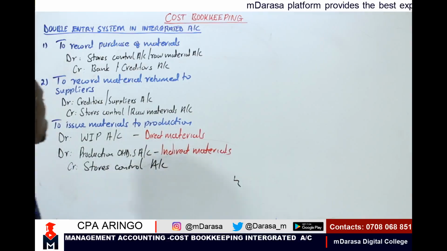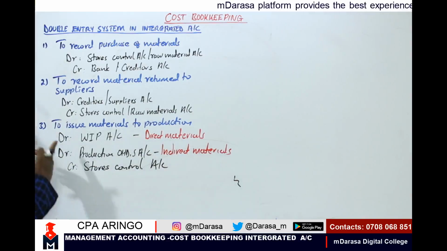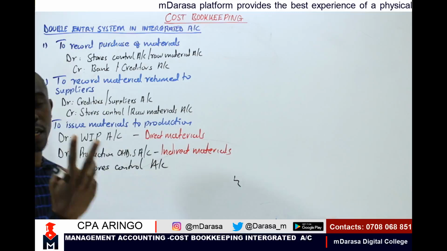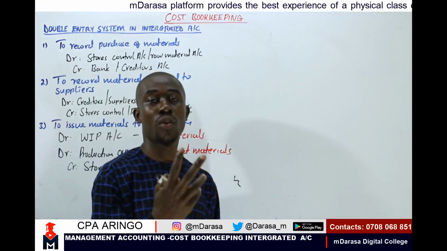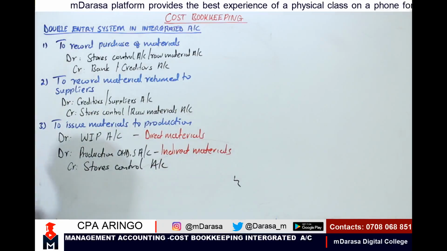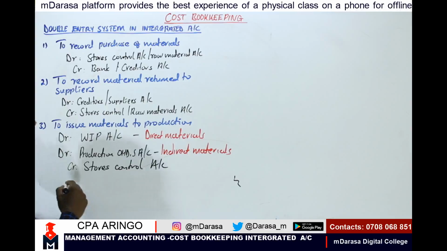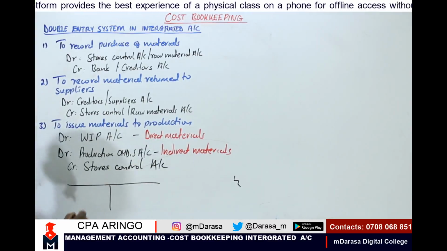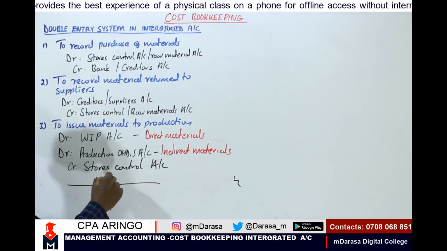Stores control account. So mark that very well. To issue materials to production, we'll always be talking of either direct or indirect materials, and I've explained how you can work it out. So in this case, assuming that I'm issuing the materials to production, we are talking of work in progress.